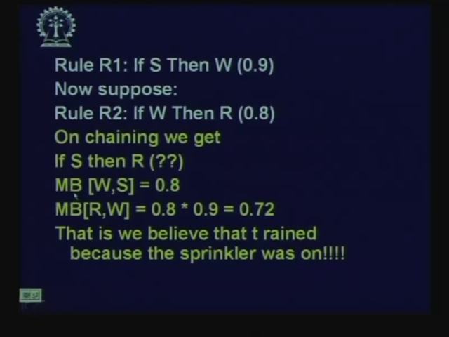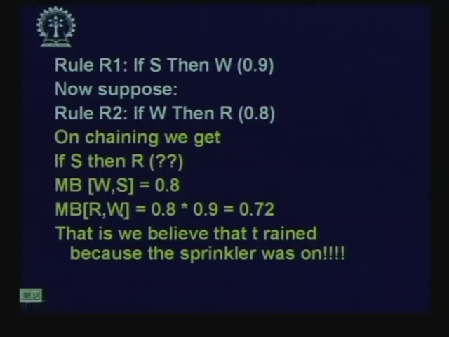If I go on combining MBWS, it was 0.9, this rule, all right, and I combine this with this rule, that is MBRW, 0.8, it will be 0.72. Then what am I getting? I am getting that it rained because the sprinkler was on, so we get a very strong belief that it rained, because R was, it rained last night. I conclude that it rained last night because I found with 0.8 certainty that the grass was wet.